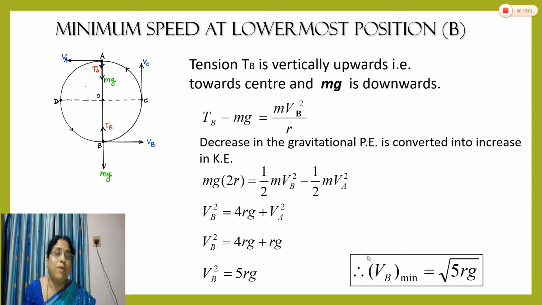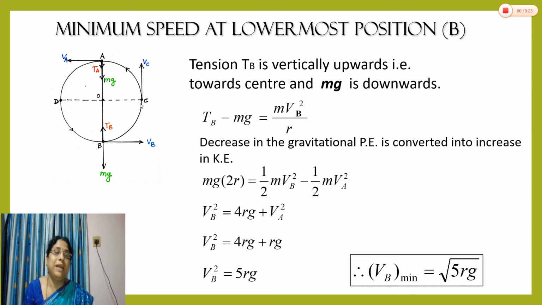If we provide the velocity less than under root 5rg, the object will not move up to the point A. Means we must give such an energy to the object. In that case, the object must satisfy this condition: VB minimum is equal to under root 5rg.